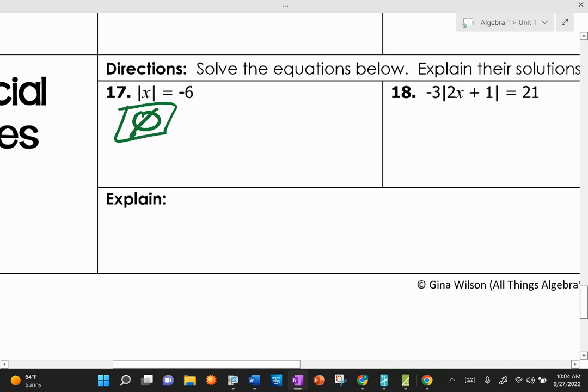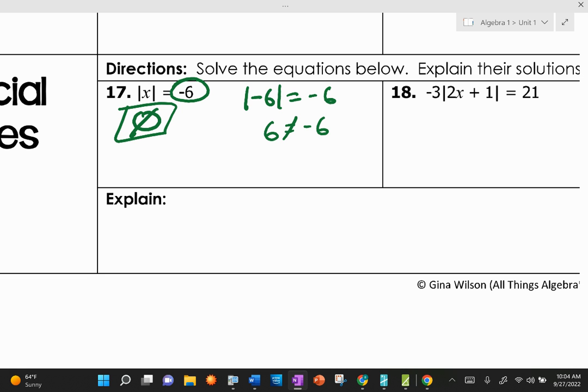The absolute value of x cannot equal a negative 6. The reason being is if we plug negative 6 back in for x, we would have the absolute value of negative 6 equals negative 6. And if we finish simplifying that, what is the absolute value of negative 6? It's 6. Does the absolute value of 6, or does 6 equal negative 6? We would say no. So if the absolute value symbol is set equal to a negative number, it's a no solution.